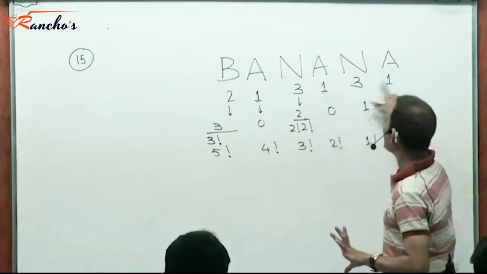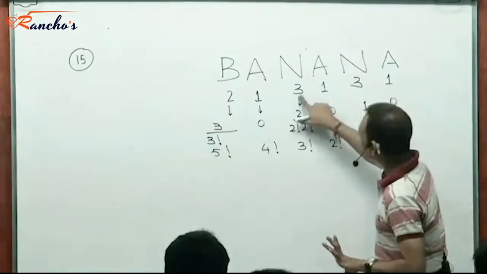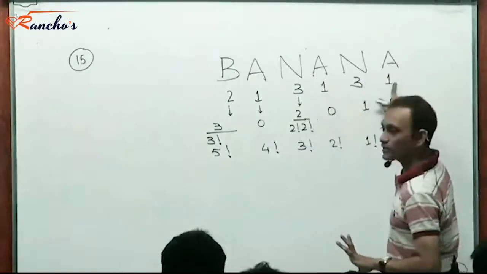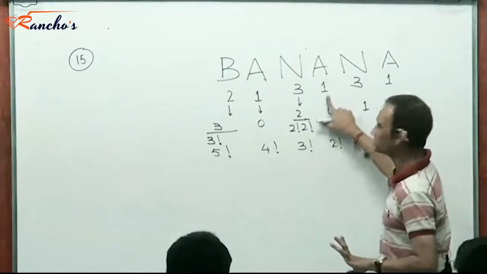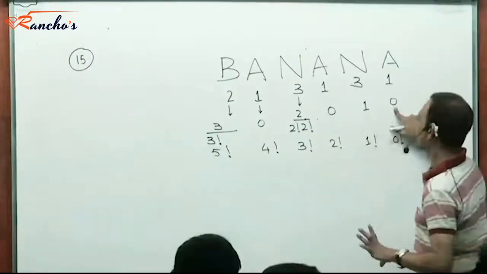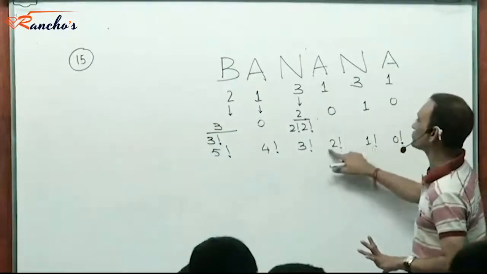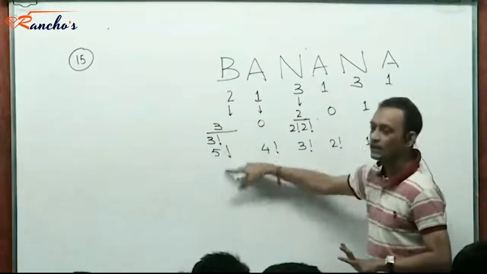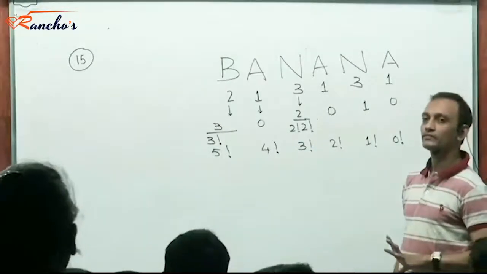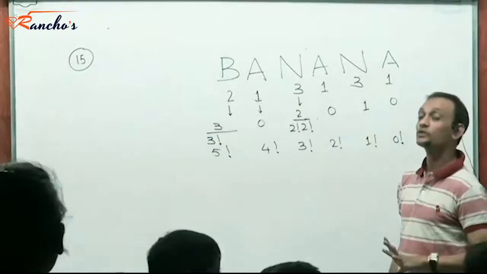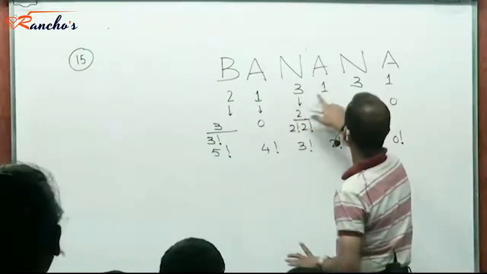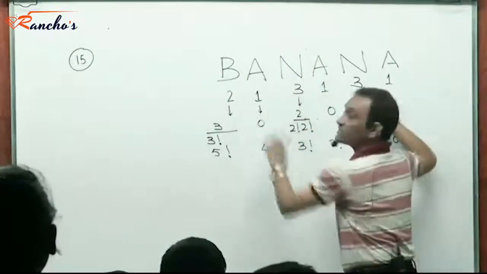Then after 3, how many less than 3? 2. But then when I have to divide, I include these 3 appearing twice, 2 factorial. These 1 appearing twice, 2 factorial. 0. Less than 3, 1, 0. And then 0 factorial, 1 factorial, 2 factorial, 3 factorial, 4 factorial, 5 factorial, and multiply. Which one? These, because 3 is not less than 2.